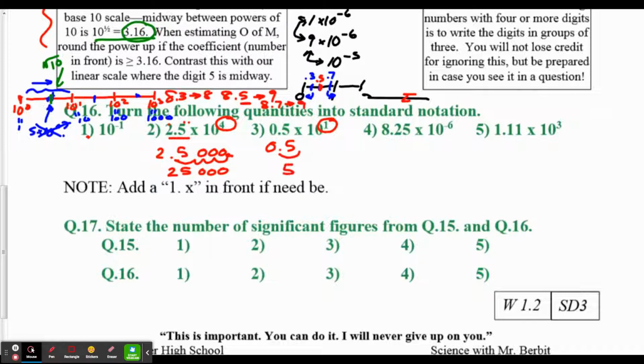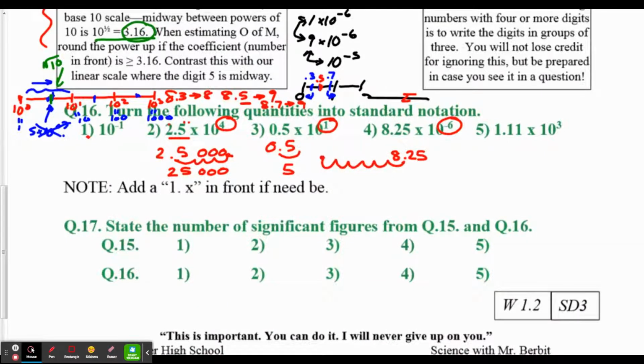Still one sig fig. 8.25 times 10 to the minus 6. 8.25. The instruction says move it 6 spots. Which way? Forget left and right. It's negative. That means it should be smaller. So go to the smaller side. 1, 2, 3, 4, 5, 6.